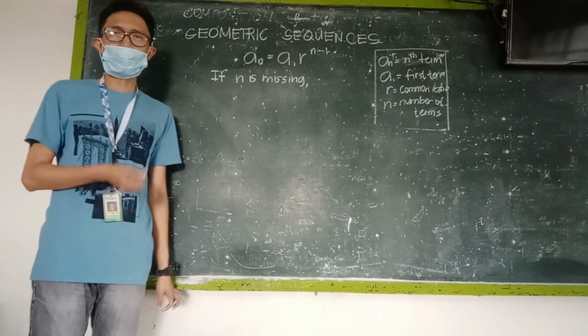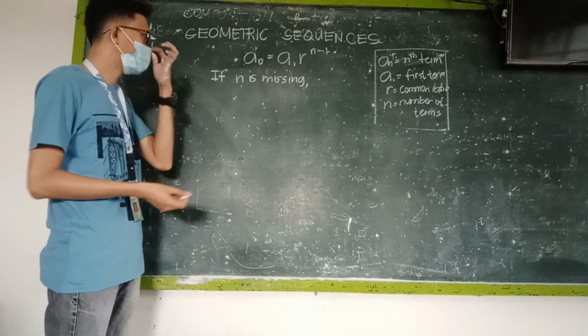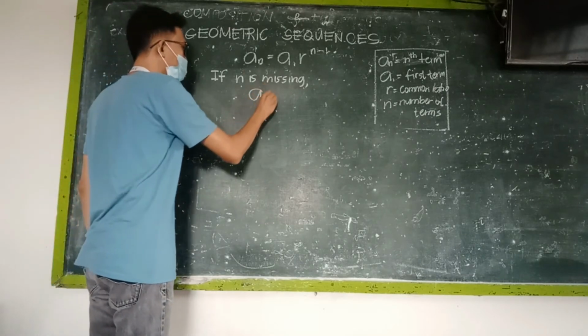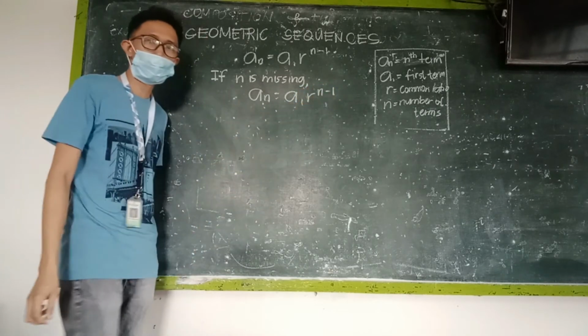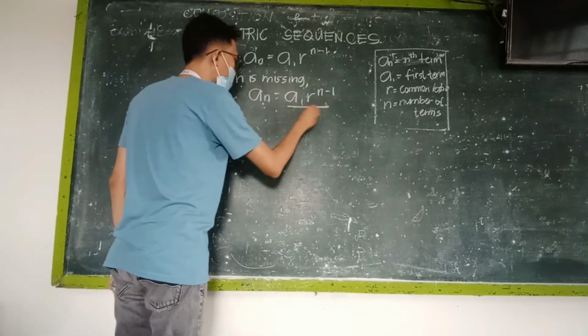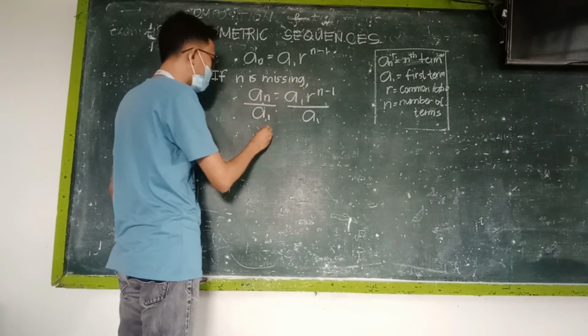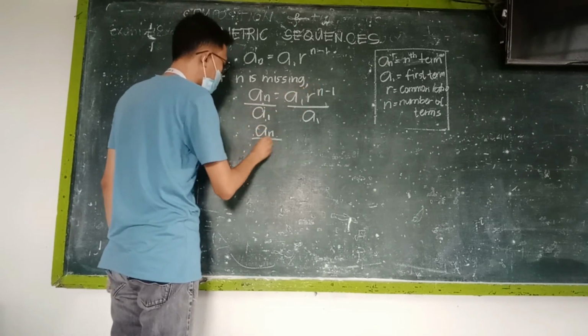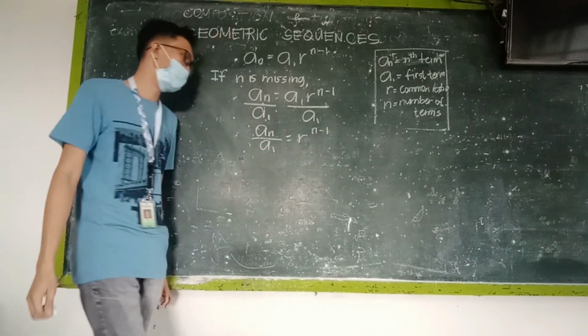Paano naman kapag number of terms in the sequence ang nawawala? So, given this mother formula, a sub n is equal to a sub 1 r to the power of n minus 1. I-divide natin ulit dito by a sub 1. So, i-divide natin both sides of the equation by a sub 1 ulit para matira r to the power of n minus 1. So, a sub n all over a sub 1 is equal to r to the power of n minus 1.